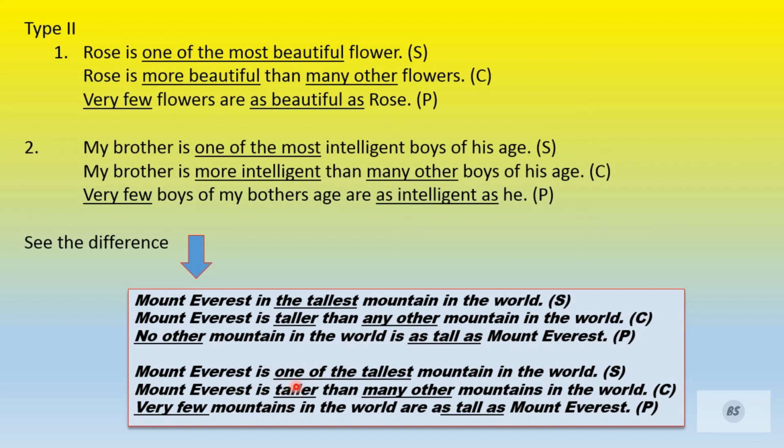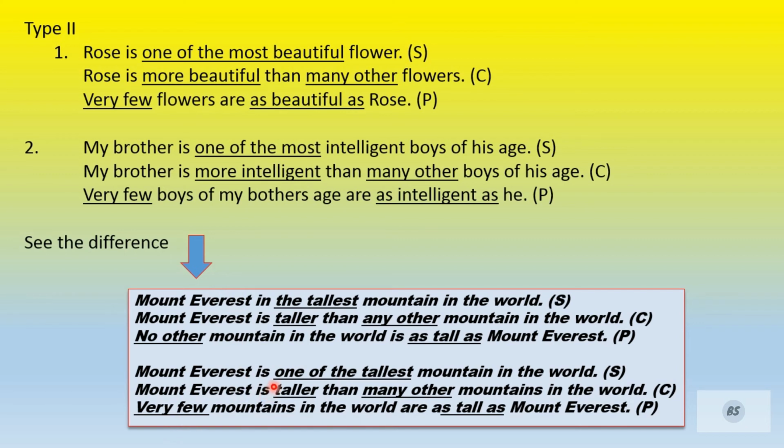Mount Everest is one of the tallest mountains in the world. Mount Everest is taller than many other mountains in the world. This is comparative, and positive will become: Very few mountains in the world are as tall as Mount Everest. Now only this changes: any other, many other, no other, very few. You have to remember.